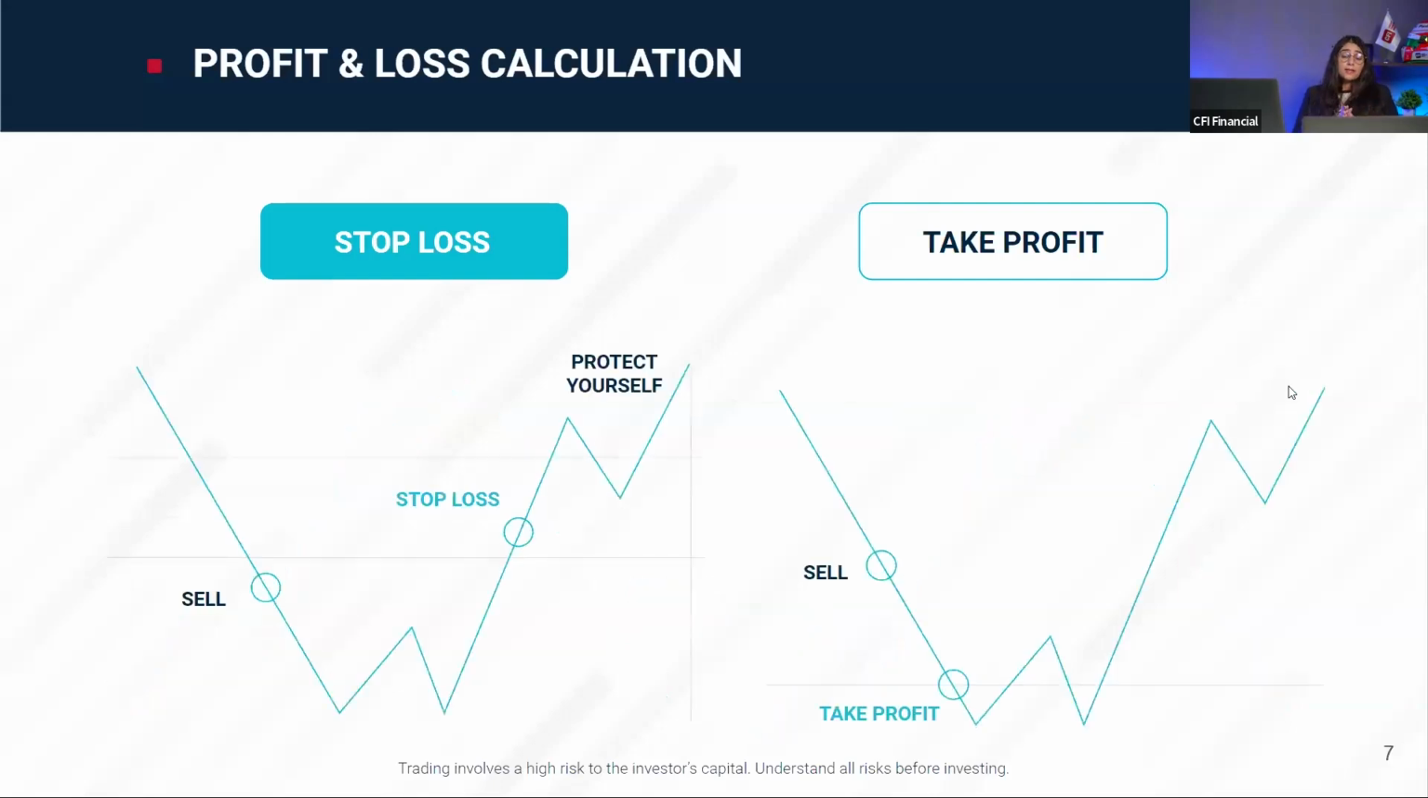So now we explained how, when we are buying, we would set our stop loss order and our take profit. When you're selling, you would place your take profit order below the current market price, and you would place your stop loss order above the market price.